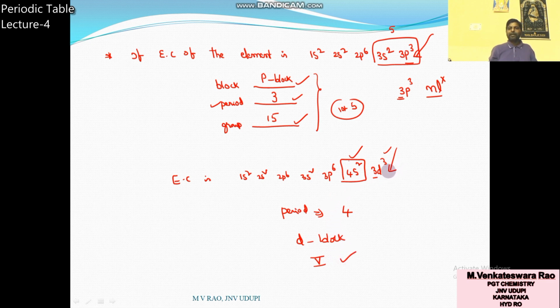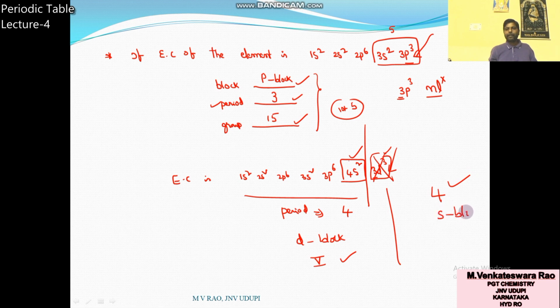If it is d block, you have to add d electrons plus this. Here d not there, only configuration is given up to this much. Now what is the answer? Period is 4, block is s block, group number is 2. Group number is 2. So this is about classification of elements.